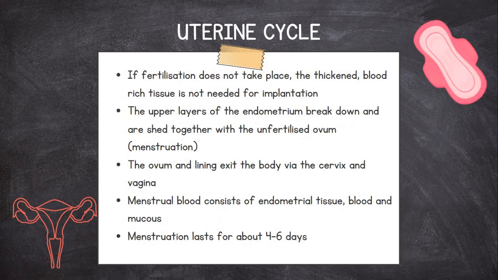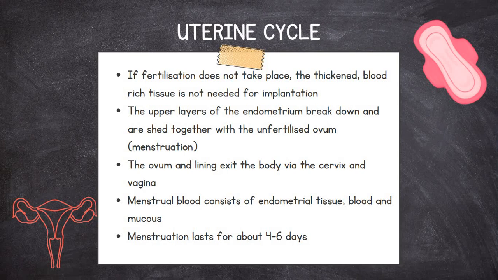So if fertilization does not take place, the thickened blood-rich tissue is not needed for implantation, and the upper layers of the endometrium break down and are shed together with the unfertilized ovum. So this is menstruation then, because then that corpus luteum will not produce that progesterone anymore. So the top layer is then pulled out of the body. The ovum and lining exit the body via the cervix and the vagina. Menstrual blood consists of the endometrial tissue, obviously, blood, because this is a very blood vessel rich layer, and mucus.